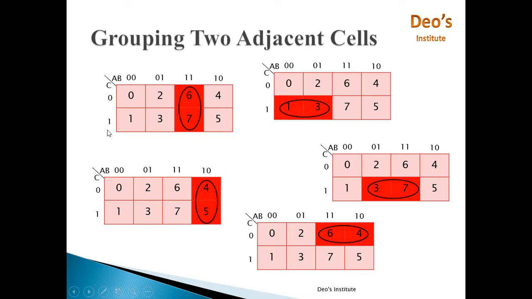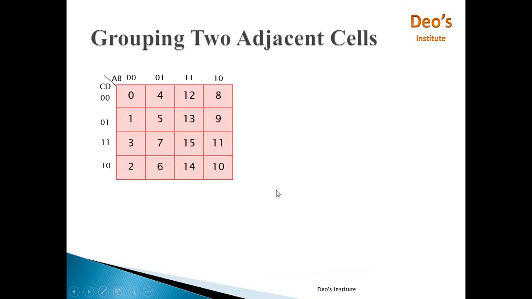So this is about grouping of two adjacent cells. The cells are called adjacent, or you can group two adjacent cells if they are adjacent horizontally or vertically. Diagonal adjacency is not allowed.